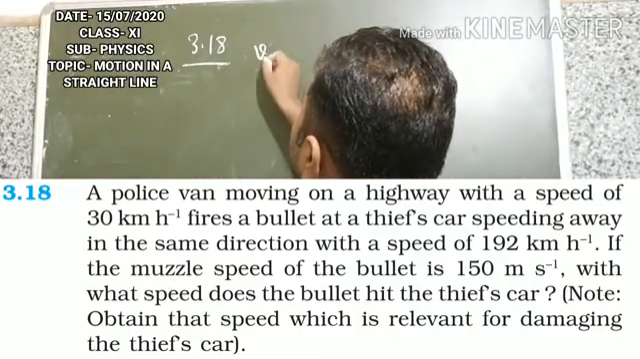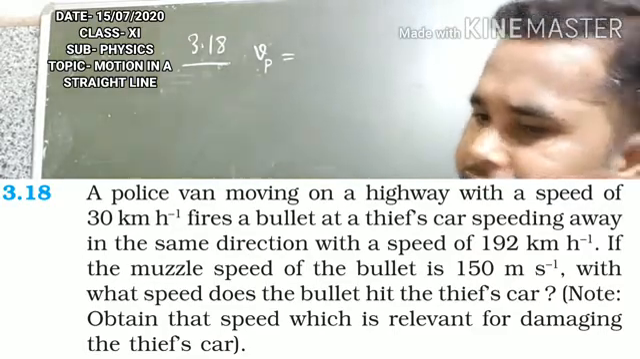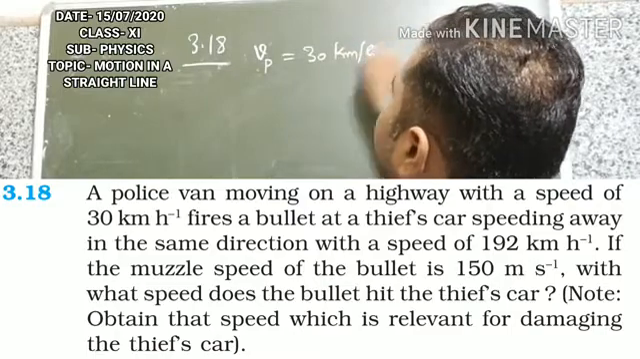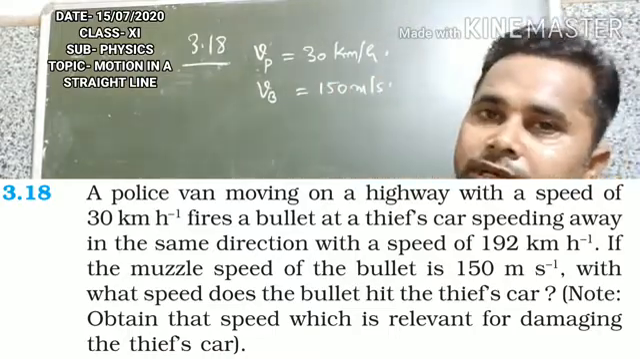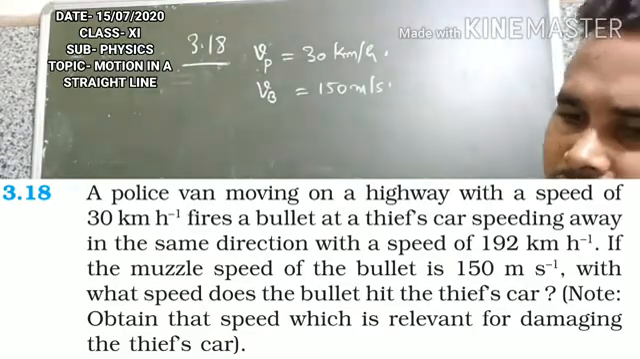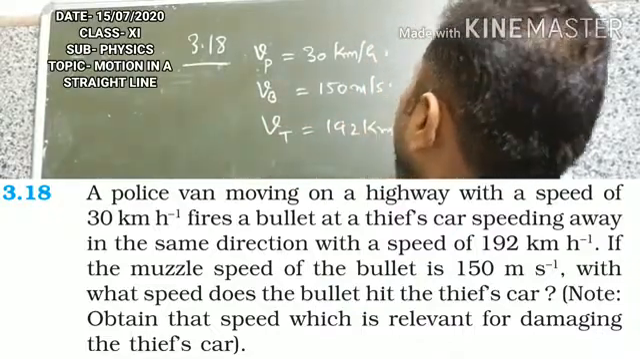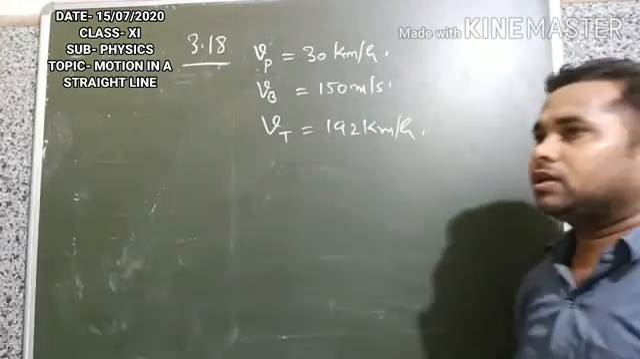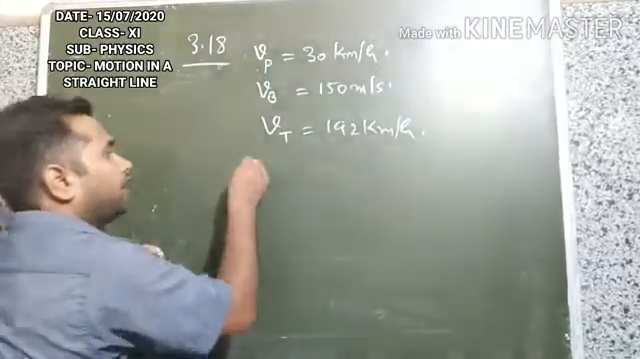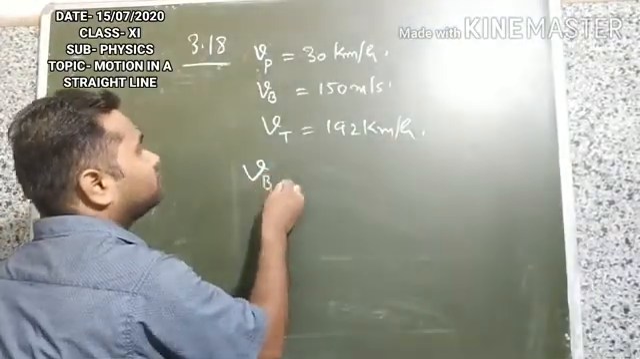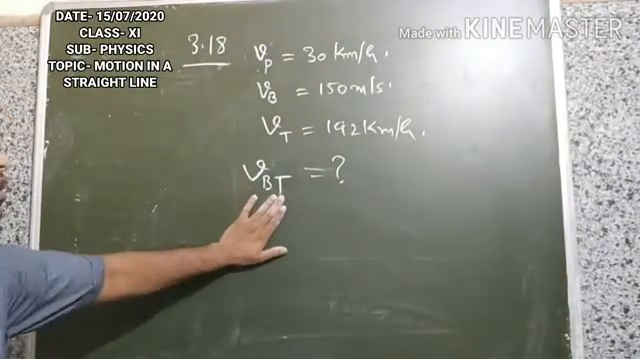Here the velocity of the police van, see the question, is 30 km per hour. And the velocity of the bullet is 150 meter per second. And the velocity of the thief's car is 192 km per hour. So we have to check the velocity of the bullet when it hits the thief's car. It means we have to find the relative velocity of the bullet with respect to the thief's car.